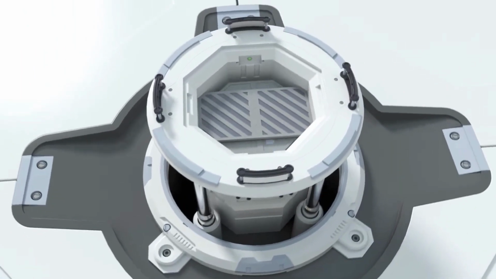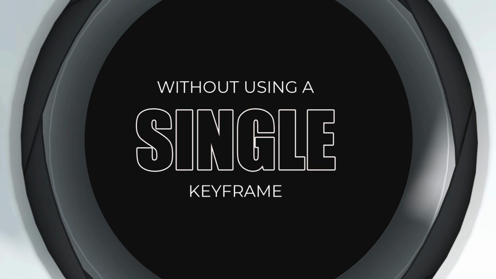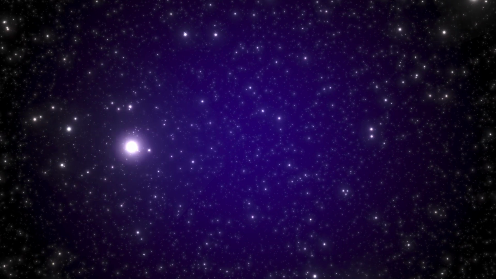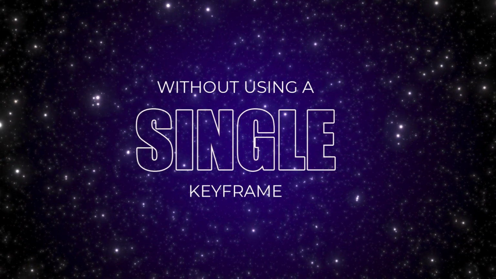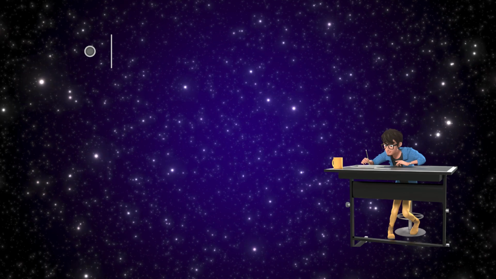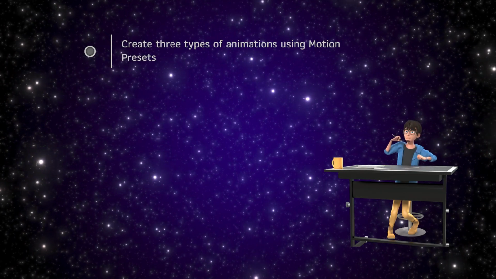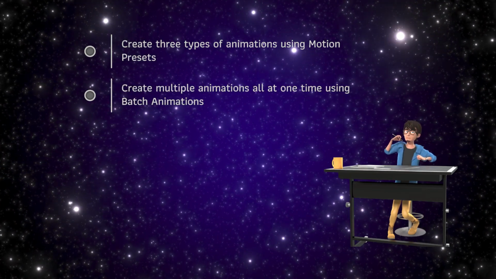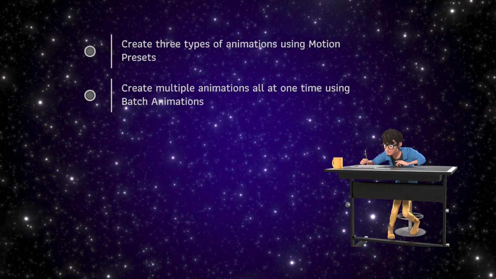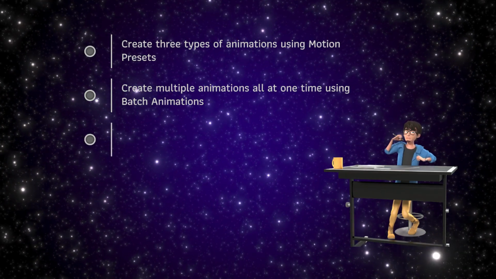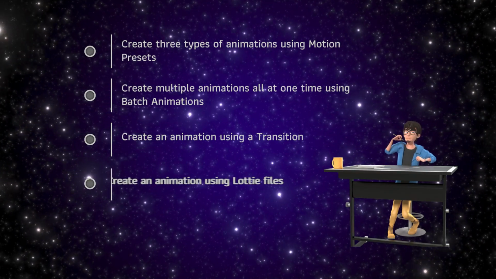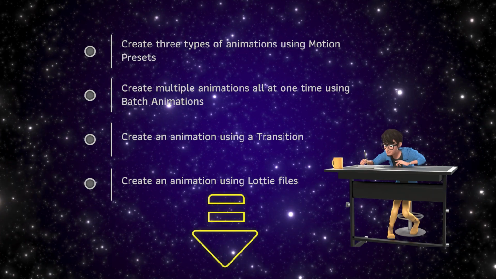Part 5 of a multi-part training series that shows various ways to create animations without using a single keyframe. In the last 4 videos, you saw, without using a single keyframe, how to create 3 types of animation using motion presets, how to create multiple animations all at one time using batch animations, how to create an animation using a transition, and how to create an animation using Lottie files. See links below for details.